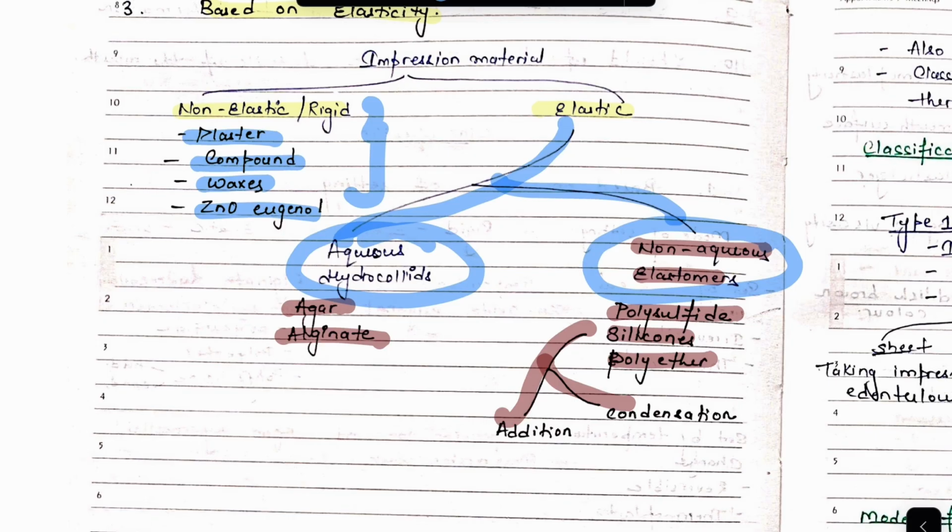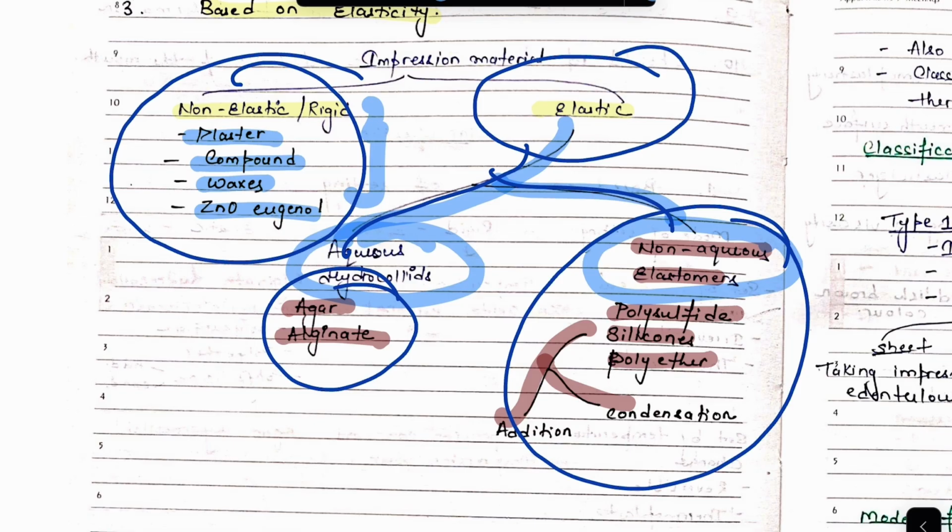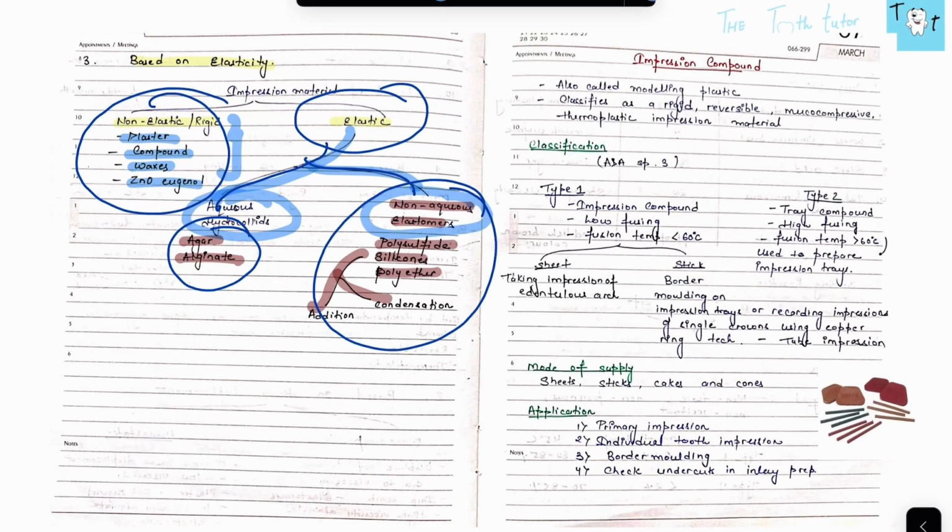So this is the basic classification. Just remember that we have a rigid category and an elastic category. In the elastic category, we have aqueous and non-aqueous. In aqueous, we have agar and alginate, and in non-aqueous, we have elastomers. Now, this is based on elasticity and rigidity.